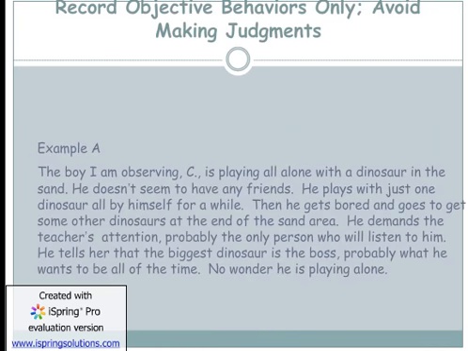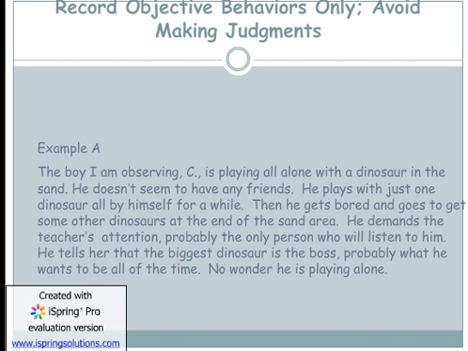This is an example that reminds us to avoid making judgments in our observations. The observer wrote, "The boy I'm observing, C, is playing all alone with a dinosaur in the sand. He doesn't seem to have any friends. He plays with just one dinosaur all by himself for a while. Then he gets bored and goes to get some other dinosaurs at the end of the sand area.